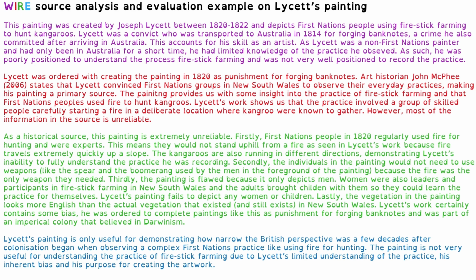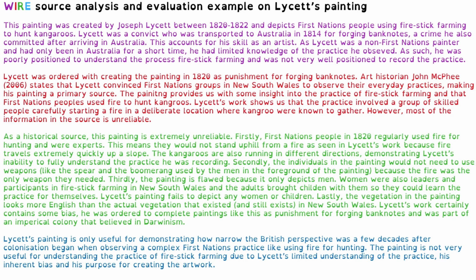Thirdly, the painting is flawed because it only depicts men. Women were also leaders and participants in fire stick farming in New South Wales, and the adults brought children with them so they could learn the practice for themselves too. Lycett's painting fails to depict any women or children. Lastly, the vegetation in the painting looks more English than the actual vegetation that existed and still exists in New South Wales. Lycett's work certainly contains some bias.